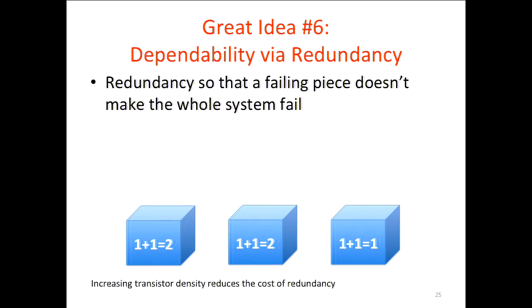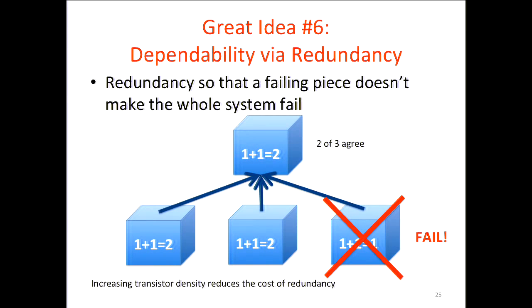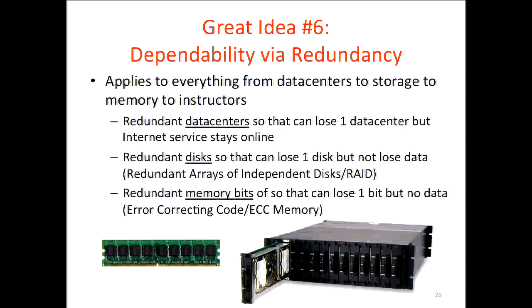So the last great idea is dependability via redundancy. Because real hardware fails, you want to add redundancy so that if one of the things fails, the other pieces can continue. So this little example is I'll build 3 adders. If I find out that one of them is giving me the wrong answer, I'll just use it if 2 out of 3 agree, I'll use the majority as the right result. And then things keep going. And this we use all the way from data centers to storage to memory to instructions, right?